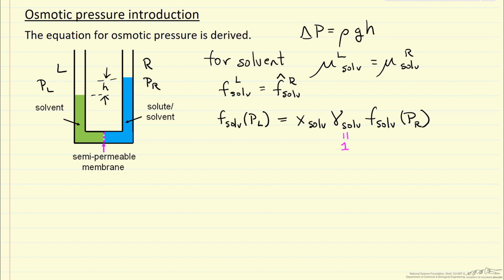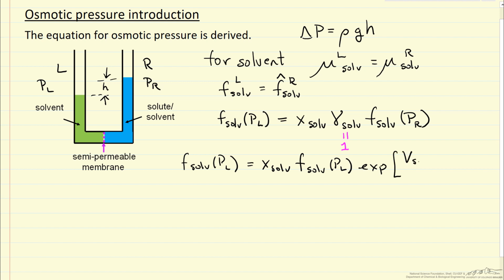Now let me write this equation again. Solvent pressure on the left side, the mole fraction of the solvent. Now the fugacity of the solvent at this pressure on the right side, we can write in terms of the fugacity of the solvent at the pressure on the left side, and then the Poynting factor corrections. And so this is an exponential. This is the molar volume of the solvent, pressure on the right side minus pressure on the left side, over the gas constant and temperature. So this whole term is the Poynting correction.